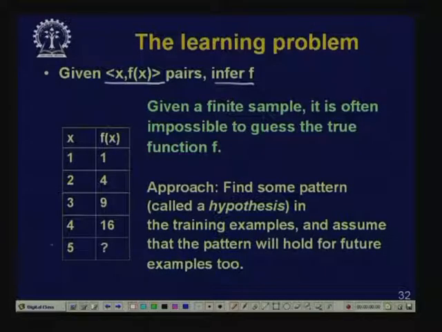This is an example of a training set. We have an instance x equal to 1, then the classification is 1; x equal to 2, f(x) is 4; x equal to 3, f(x) is 9; x equal to 4, f(x) is 16; and we want to know if x is 5, what is f(x). This is an example of a training set that we are given, and we want to learn the function f. In this case, one good guess is that the function f is a square function, that is f(x) is x squared. This is not really a discrete learning problem, but it is an example of learning a function.